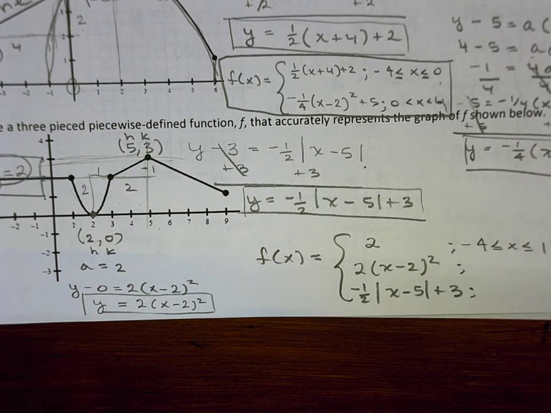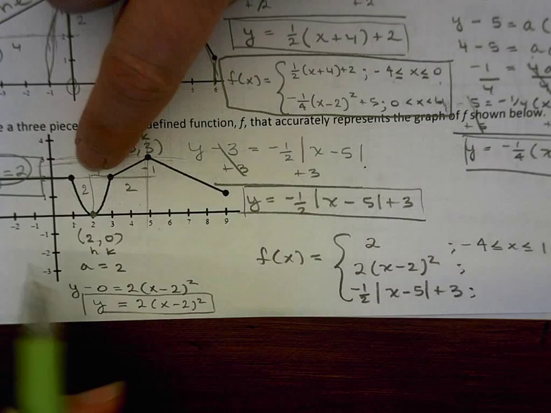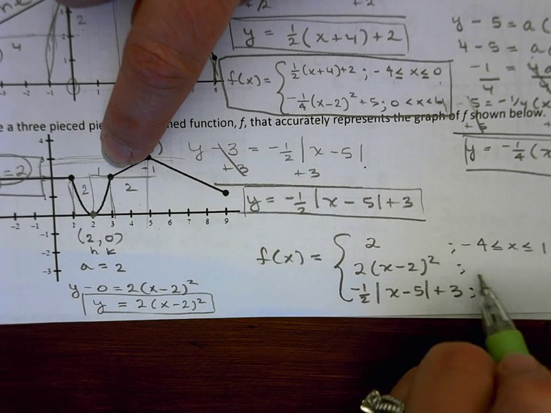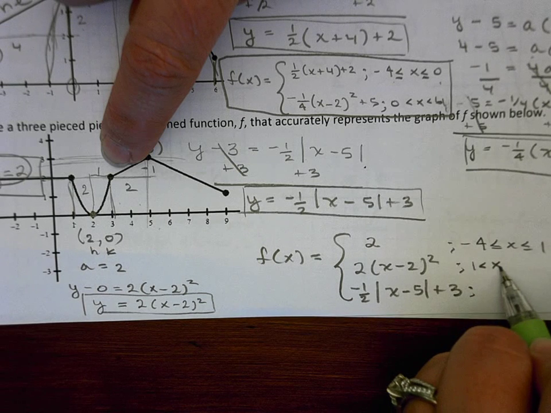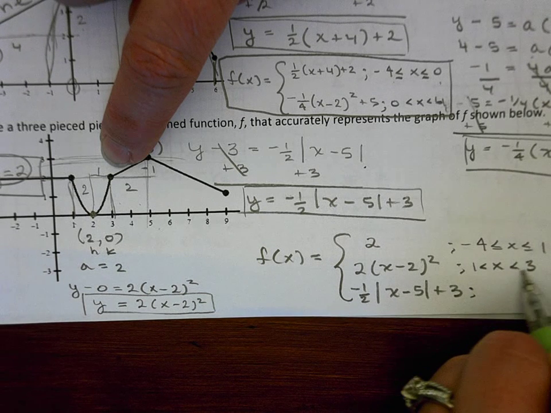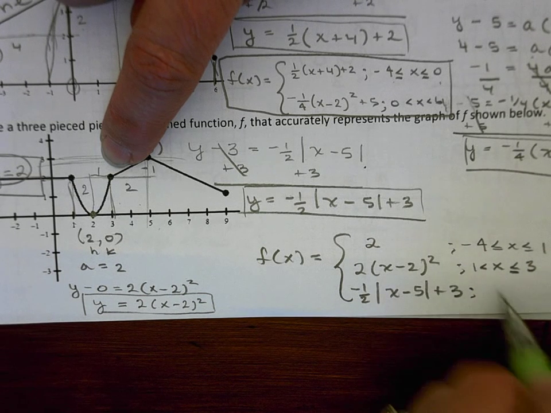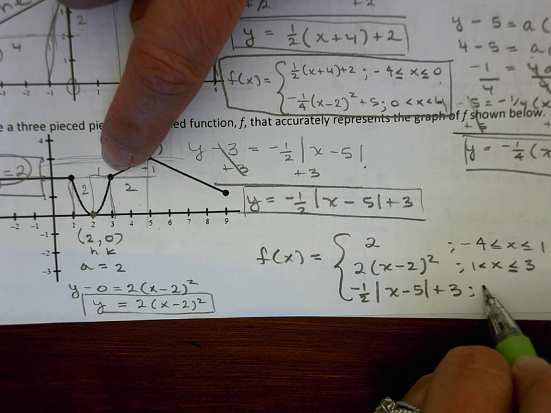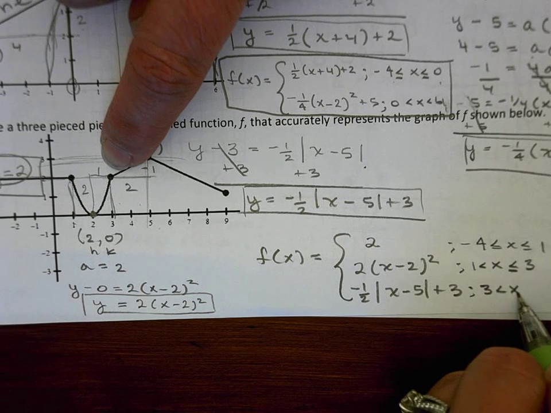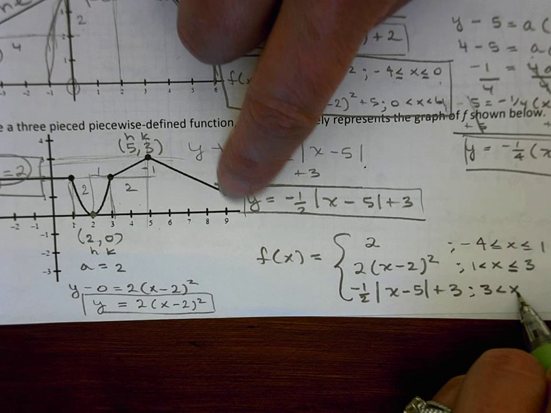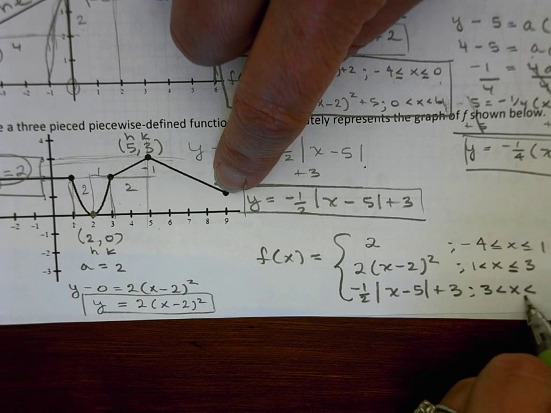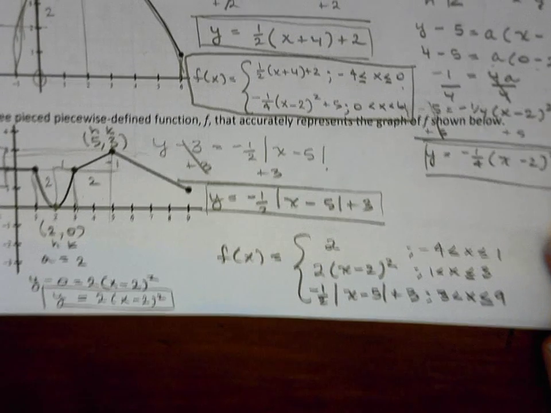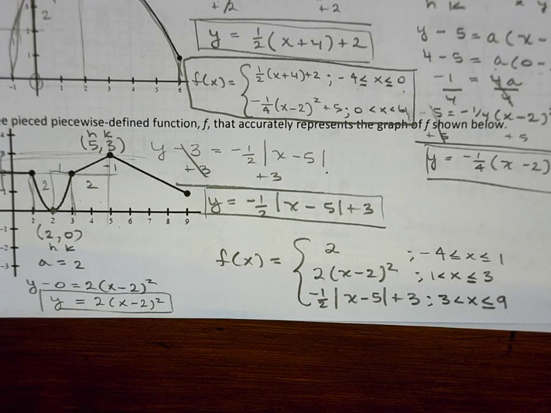And then for my parabola, I started at 1 and ended at 3. And I started at 3 and stopped here at 9. It's tough to see. Okay? All right, next page.